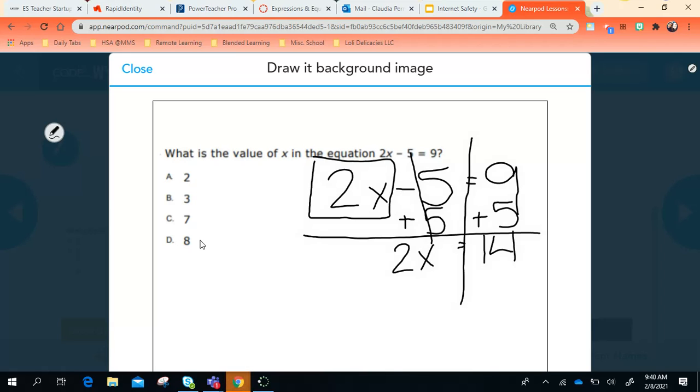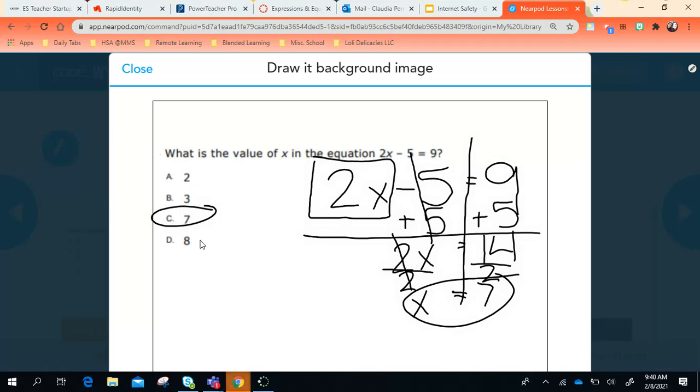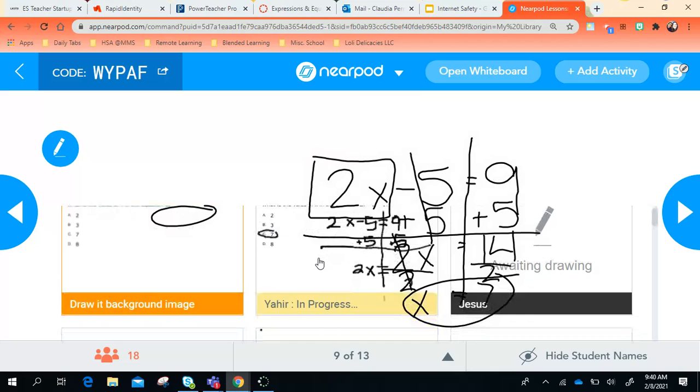I divide by 2. So I'm going to divide by 2 on both sides. So remember, what is 2 divided by 2? 1. So you are going to cross this out. You can either write 1x or you write x, which is the same thing. What is 14 divided by 2? 7. So I have x equals 7, and I come over and I circle. Go ahead and finish it up on your screen and make sure to click submit.